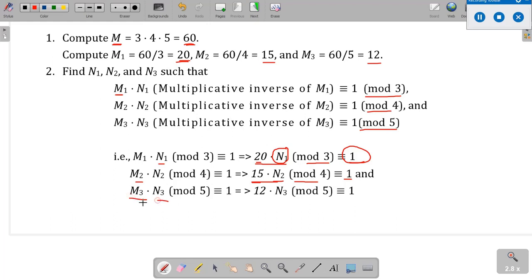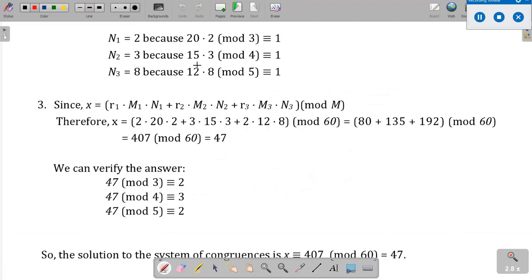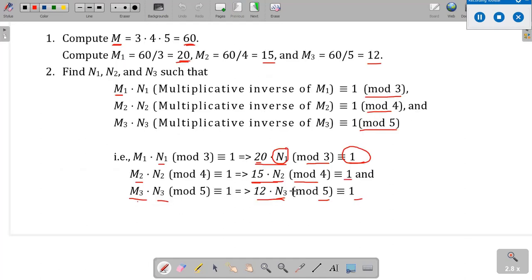15 और n2 को मल्टीप्लाई करके हम 4 से डिवाइड करेंगे और उसका रिमाइंडर चेक करेंगे। तो इस तरह से थर्ड के बारे में, थर्ड m3 हमारा 12 है, 12 इंटू n3 और यहाँ पर n3 को कैलकुलेट करना है, जिसमें हम इस प्रोडक्ट को 5 से डिवाइड करें, रिमाइंडर मेरा 1 आना चाहिए। So in this case, if we put here 2 and take the product 20 into 2, that is 40, and if we divide this 40 by 3, we get the remainder 1.